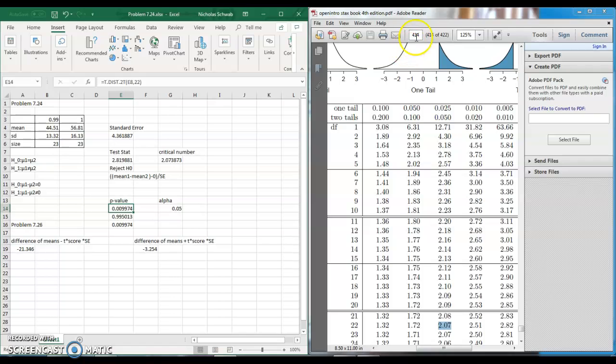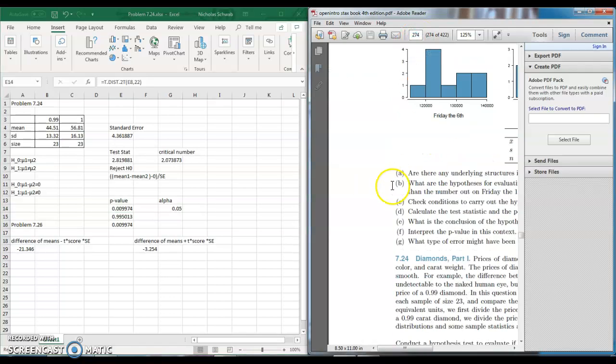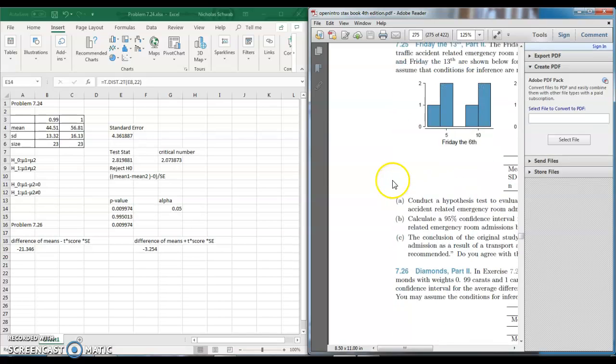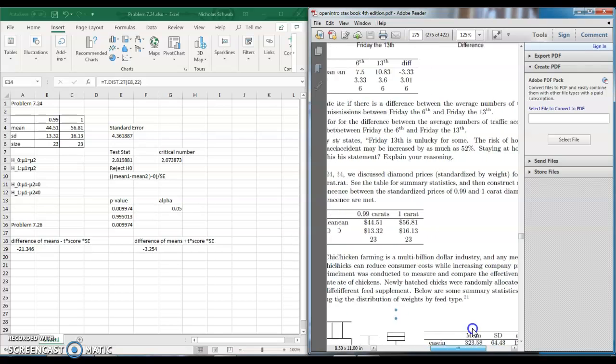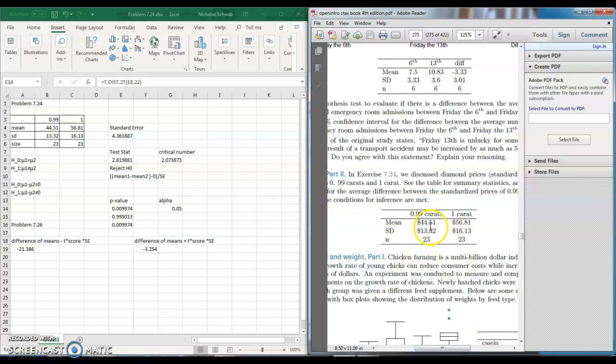Let's do problem 7.26. 7.26 is the same numbers, diamonds part 2, except for now we're making a 95% confidence interval. Same data here. So we have to do the difference of means, so that's this number minus that number, times our t-score value, which we actually just found is our critical number here, right? Times our standard error, and standard error is that number right there.